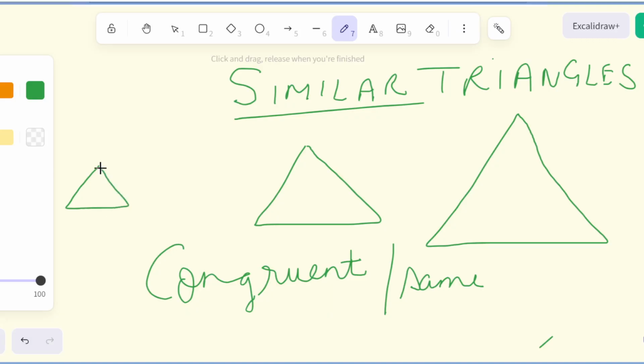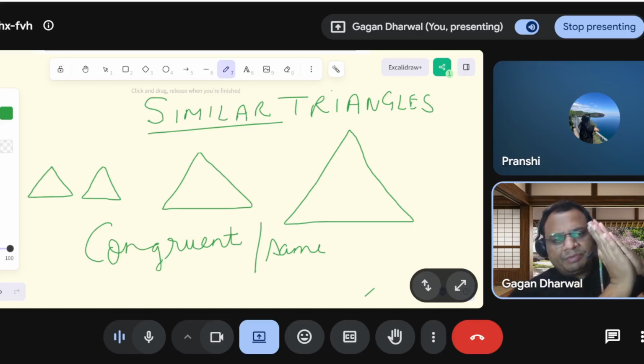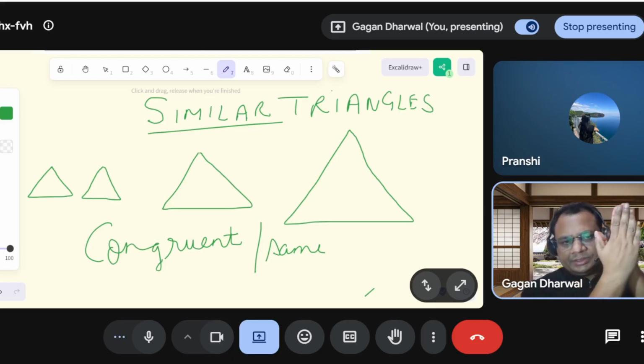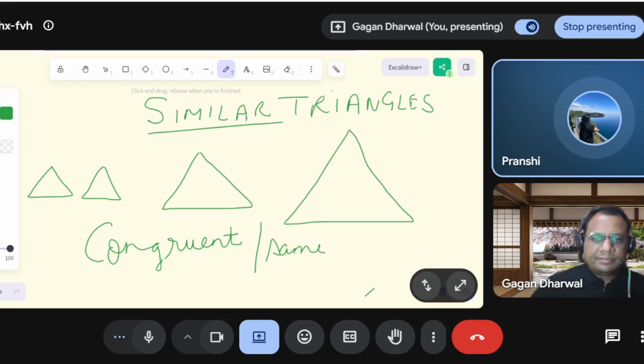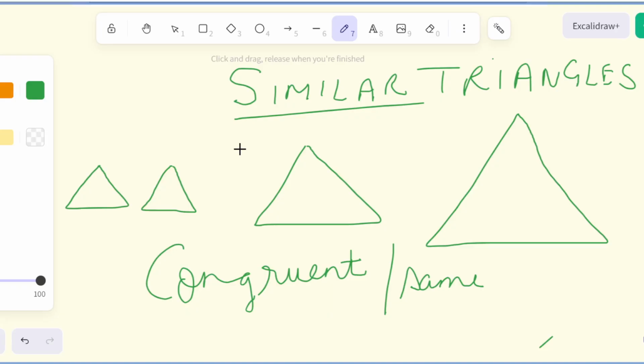For example, if you take this, exactly the same, and keep one on the other, they will superimpose each other. They will hide each other, as with my hands. If I keep my hand like this, you won't come to know my second hand is behind it, because they superimpose each other. They just perfectly match. So basically, they look like each other, or you can say equal figures. Congruent figures means equal figures.